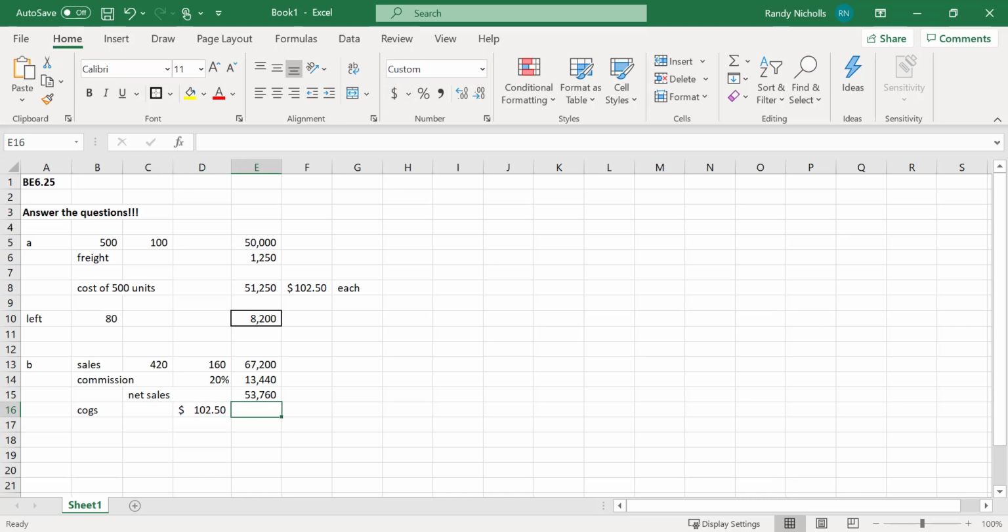And please watch the rounding on the answers. I'm not that fussy about it, and if you're using the cells to do your formulas, you'd get the right answer. But if I used $103 here, I would get the wrong answer. So I sold 420 units with a cost of $102.50 each.